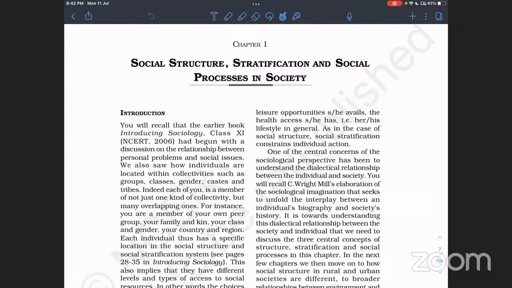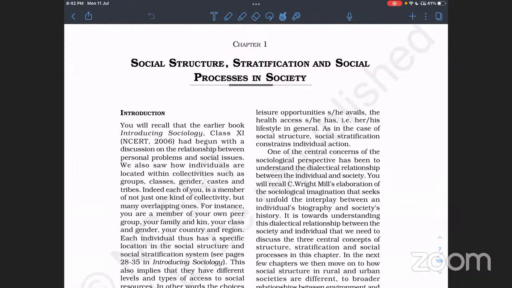Simple, na? Social process can be characterized by accommodation. Social process can be characterized by cooperation. Social process can be characterized by conflict. Social process can be characterized by collaboration. I just gave four simple examples: accommodation, collaboration, cooperation, conflict.